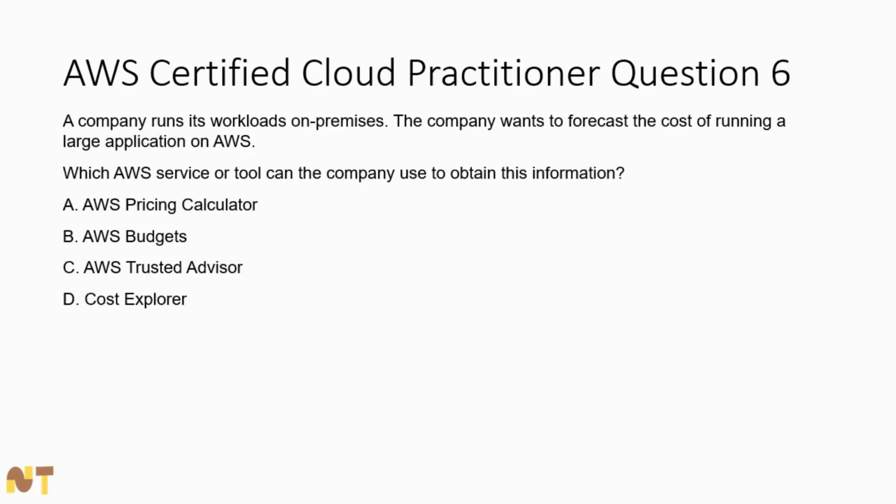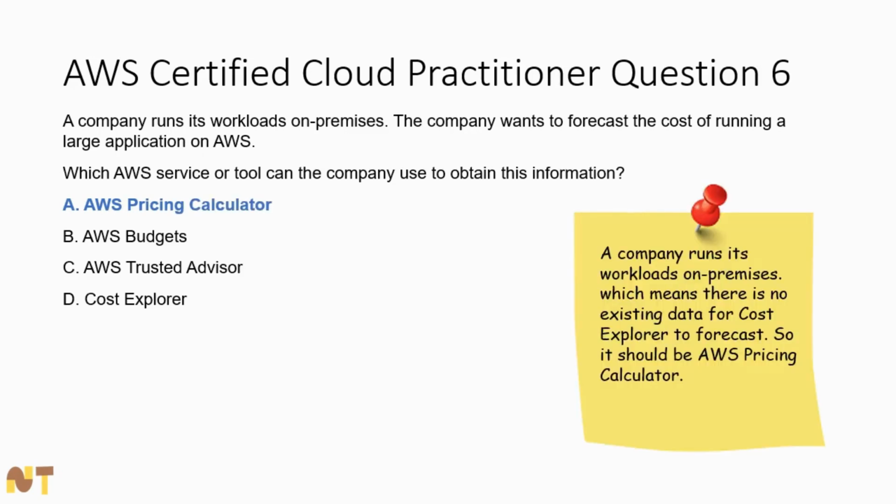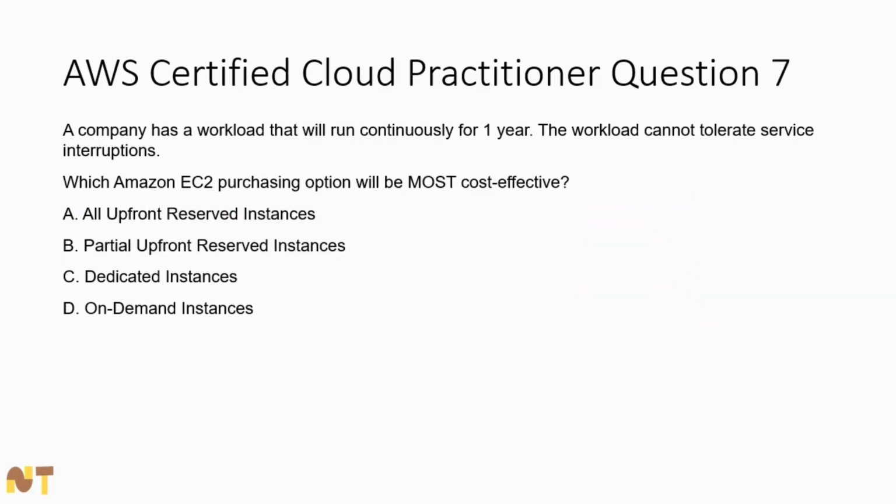A company runs its workload on premises. The company wants to forecast the cost of running a large application on AWS. Which AWS service or tool can the company use to obtain this information? Options are A. AWS Pricing Calculator, B. AWS Budgets, C. AWS Trusted Advisor, and D. Cost Explorer. Here, the correct answer is A. Pricing Calculator. A company runs its workload on premises, which means there is no existing data for Cost Explorer to forecast. So, it should be A. Pricing Calculator. Here is the next question.